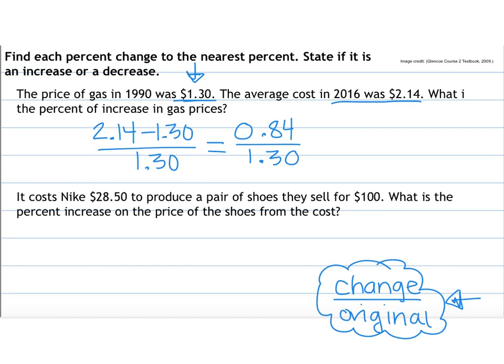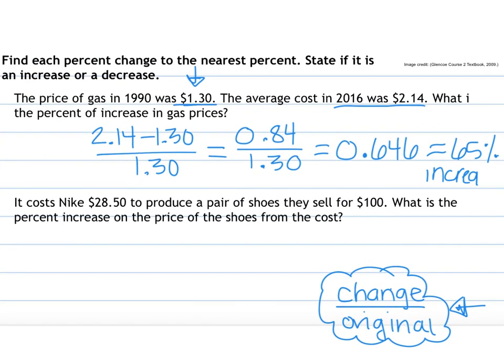So I take 0.84 divided by $1.30, or 1.3, and I get 0.646, but we're going to round it to the nearest hundredth. So I rounded up to 65%. And it was an increase, so we would say there was a 65% increase.